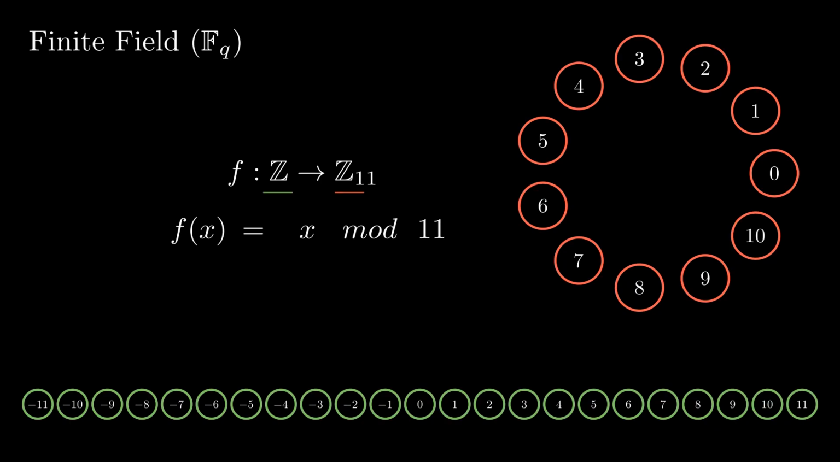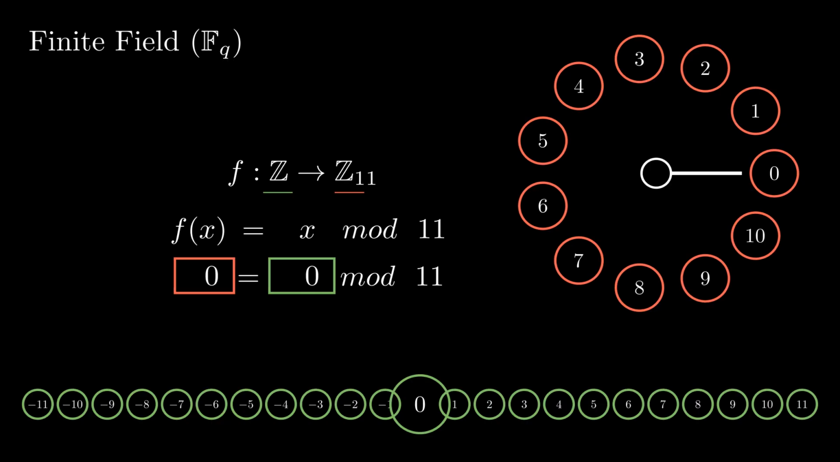Now let's refocus on the definition itself. Our function is defined as output equals input modulo 11. In simpler terms, divide the input by 11 and keep only the remainder as the output. For example, if the input is 0, the output is also 0. With input 1, the output is 1.